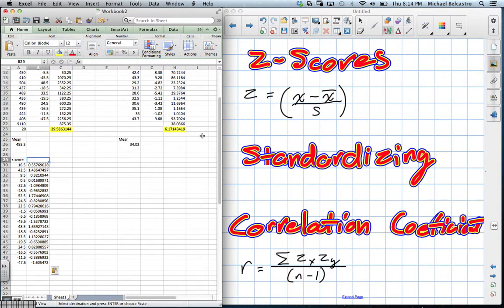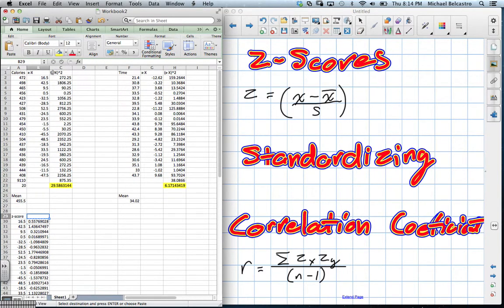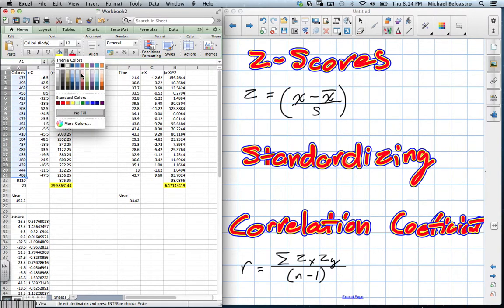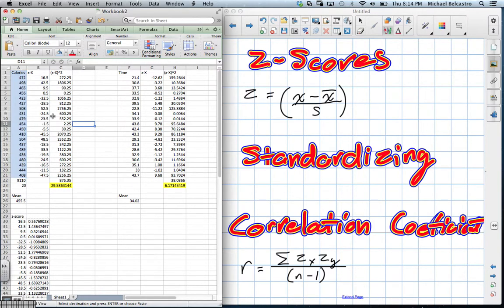Okay? And now, just to draw a reference, I'm going to highlight these. Calories are really technically our x-axis, we'll do them in a light blue. Those are all our z-scores for x. So I'm going to call this uppercase Z, lowercase x. In other words, those are z-scores for our x-axis. Okay, we've just done that.